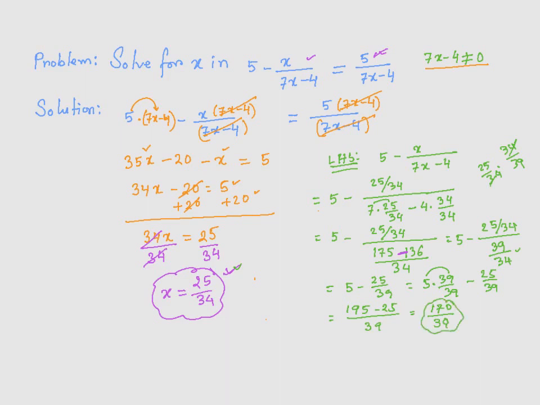And the right hand side calculation is kind of easy once we do the left hand side. 7x minus 4, we already evaluated it. It comes out to be this value. 7x minus 4 is 39 over 34. So it's going to be 5 divided by 39 over 34, which is the same as 5 times 34 over 39, which is 170 over 39. Oh, by the way, that is the same as the left hand side.